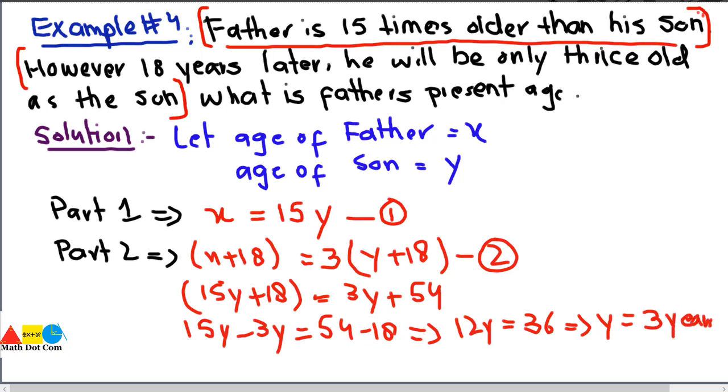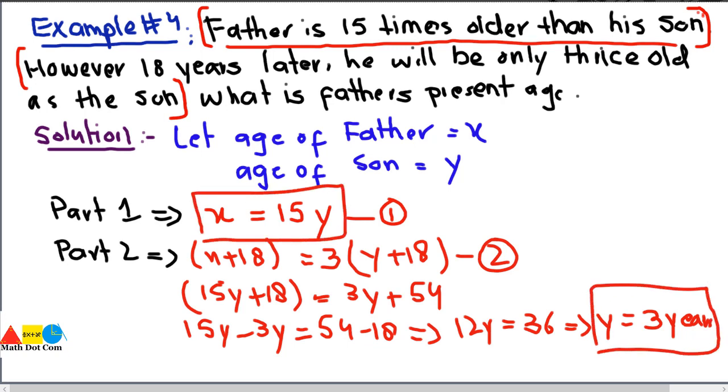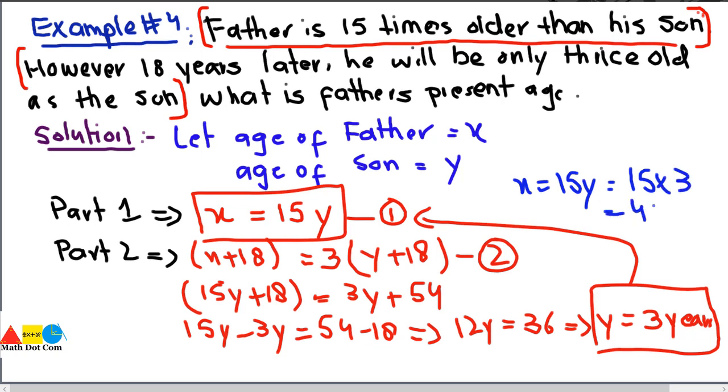Now what will be the age of the father? You have to put this value of y in this equation to get the value of x. So put it here. What will we get for x? x is equal to 15y. 15 multiplied by 3 equals 45 years. So the age of the father is 45 years.